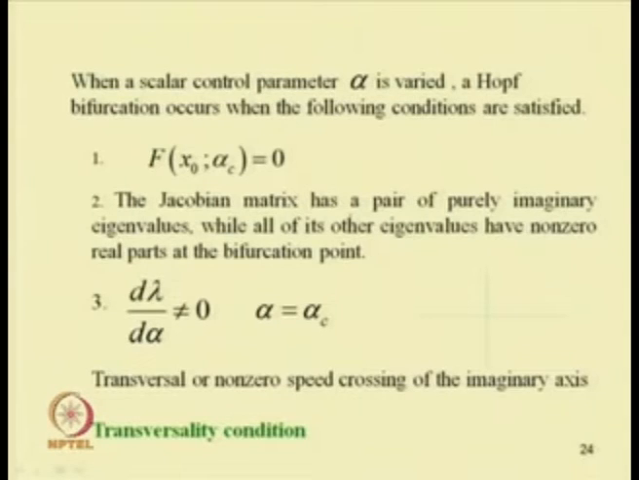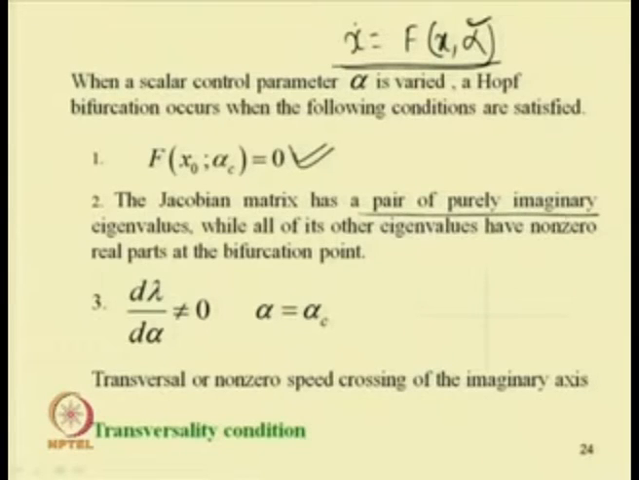So, let us have the same system, x dot equal to f of x, alpha. In this case alpha is the control parameter. For the dynamic bifurcation point, first we should have f of x 0, alpha c equal to 0. So, it has to follow the same condition as in the static bifurcation, but the difference is that the Jacobian matrix has a pair of purely imaginary eigenvalues.